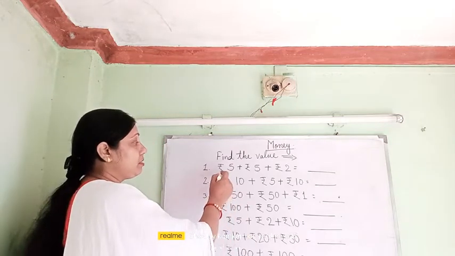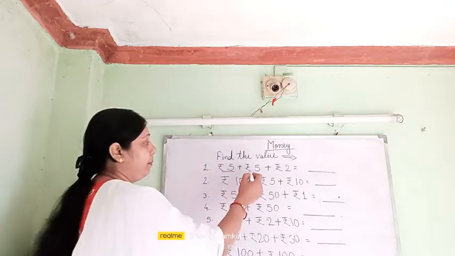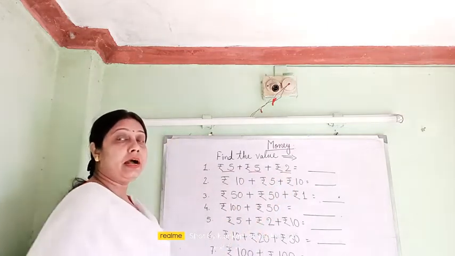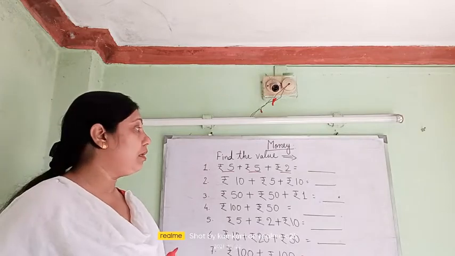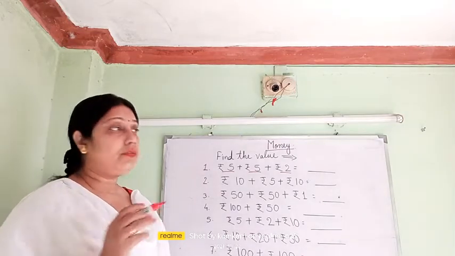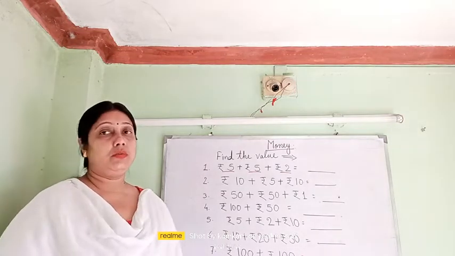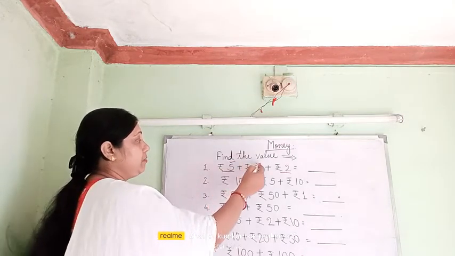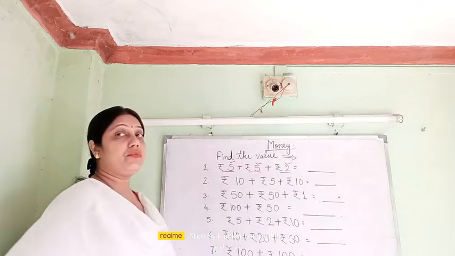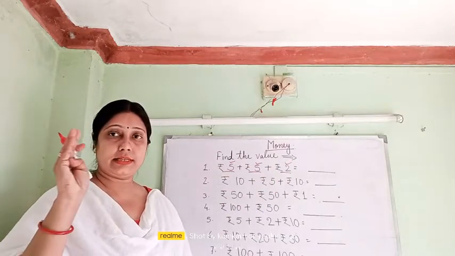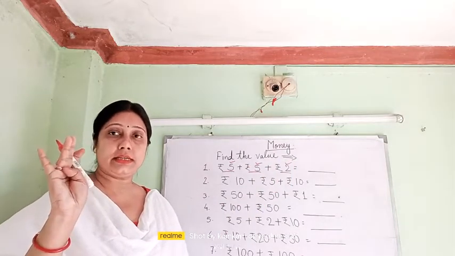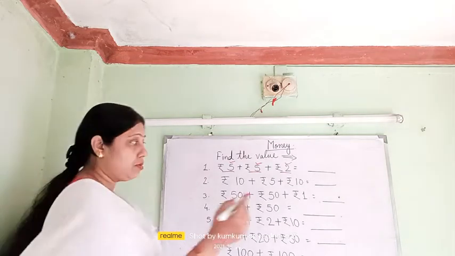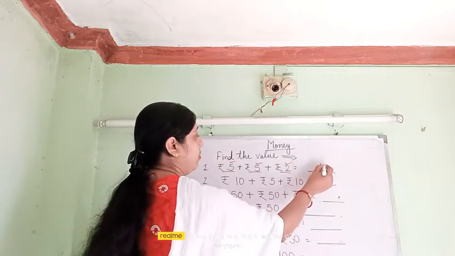See, the first question is 5 rupees plus 5 rupees plus 2 rupees. Now they are all 1-digit numbers, so forget about the rupee symbol. Only add the numbers. Here it is 5, here it is 5, and here it is 2. So 5 plus 5, we know, 6, 7, 8, 9, 10. And after 10 you add 2, 11, 12. So I am going to write here 12.